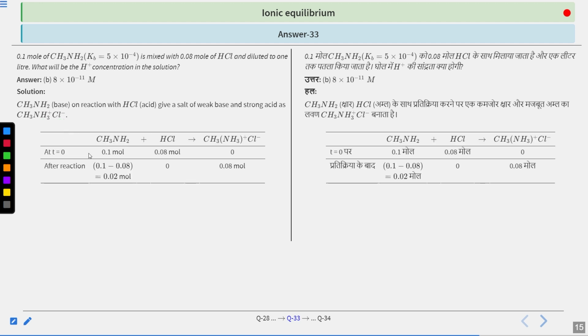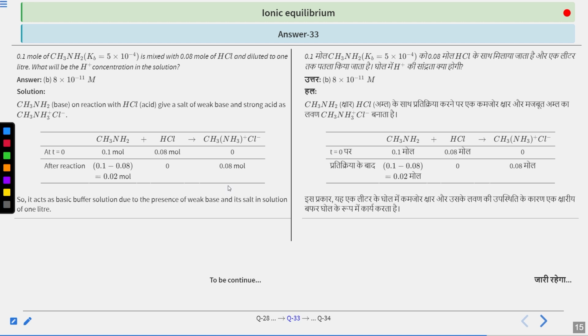So at time t equals 0, we will have 0.1 mole of methylamine and 0.08 mole of HCl. Now after the reaction, if the whole of the HCl is reacted, that will result in 0 mole of HCl. And if 0.08 mole of HCl reacts with 0.1 mole of methylamine, then only 0.02 mole will be left for the methylamine, and the salt that will be formed will amount to 0.08 mole. So this is the final concentration of each species, where methylamine is 0.02 mole, HCl is 0, and your salt is 0.08 mole.